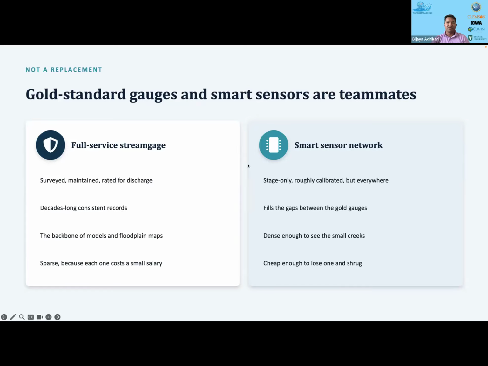So this gives us a high resolution. The full stream gauges are surveyed, well maintained, and have been providing decades-long consistent records. They have been the backbone for models and floodplain maps. But they are sparse because you can't really do it everywhere. These cheaper things are only roughly calibrated, but they are everywhere, and they can help complement the gold standard gauges that we have.